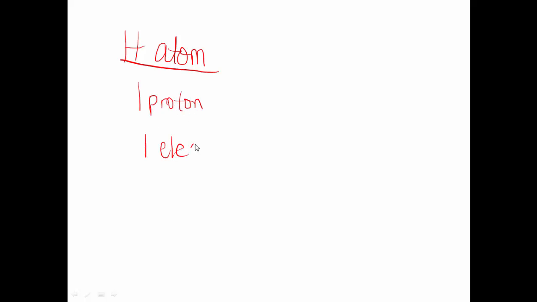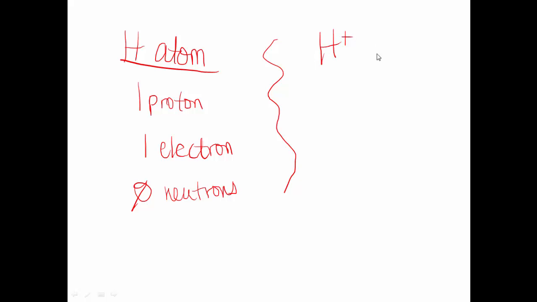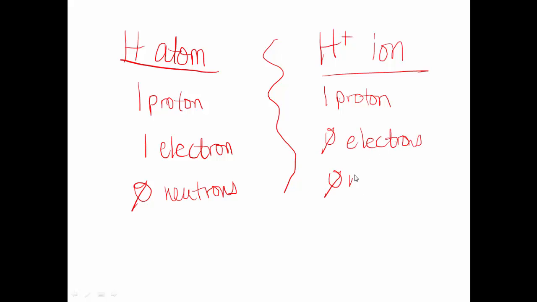If we think about a plain old hydrogen atom and what it's made of, it's one proton, one electron, and 0 neutrons. When we talk about the positive hydrogen ion, in order for it to become positive, it has to lose its electron. So what's it made of? One proton, 0 electrons, and 0 neutrons.